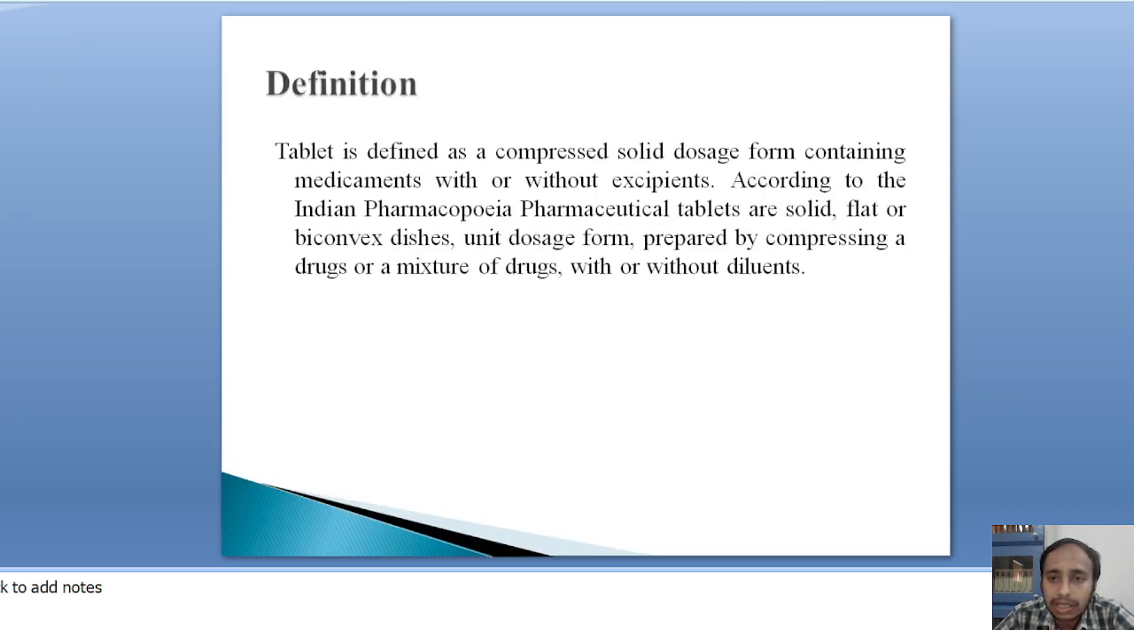You might have seen that tablets are spherical or oval, but as per the Indian Pharmacopoeia, a tablet is a solid, flat or biconvex dished unit dosage form, prepared by compressing a drug or a mixture of drugs, with or without diluents. Students, you should know that the pharmacopoeia is an official document. It contains monographs, and each monograph is a written document. So it is authentic material, meaning that it is correct.